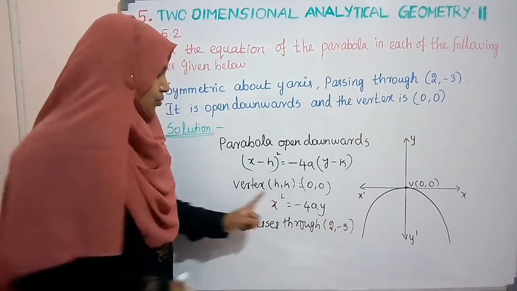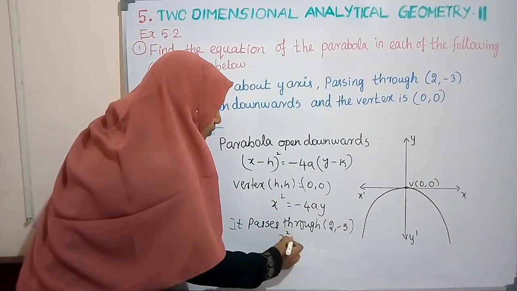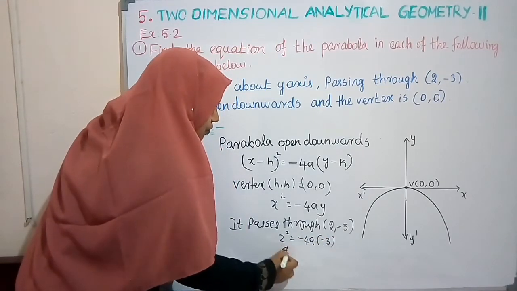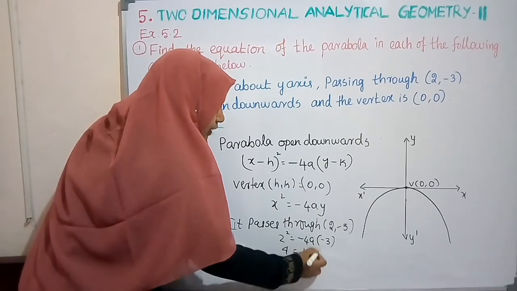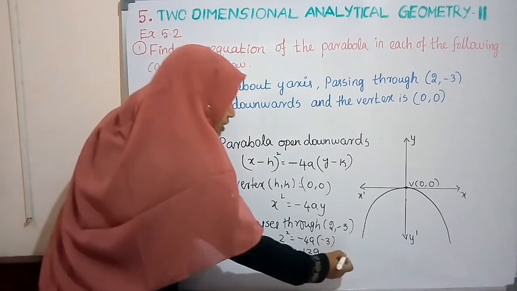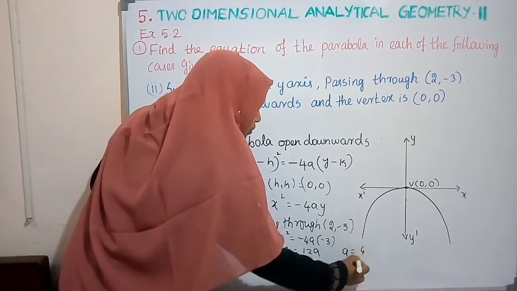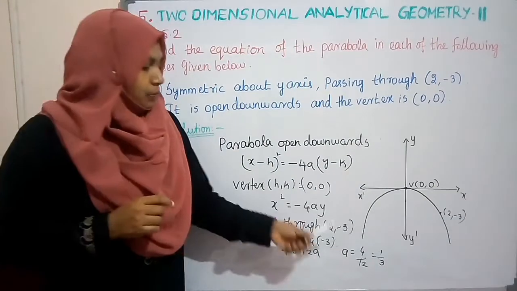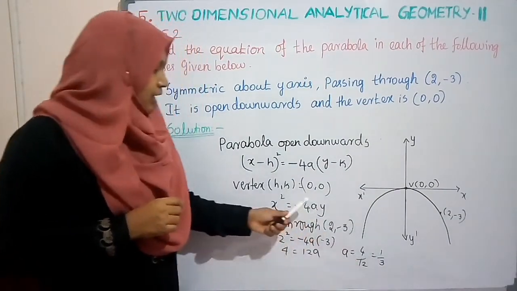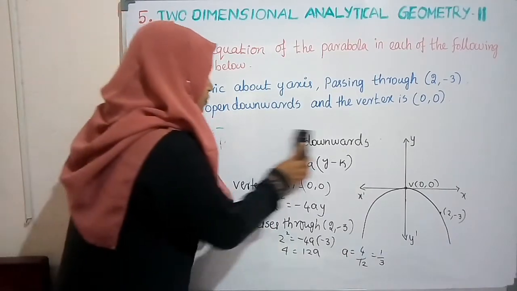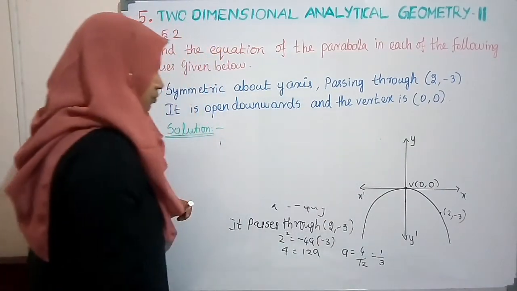Substitute x as 2. That is 2 square is equal to minus 4a into minus 3. So 4 is equal to 12a. Now 4 is equal to 12a means we can write a is equal to 4 by 12. It is nothing but 1 by 3. Now replace this a value in this equation. You will get the required answer.